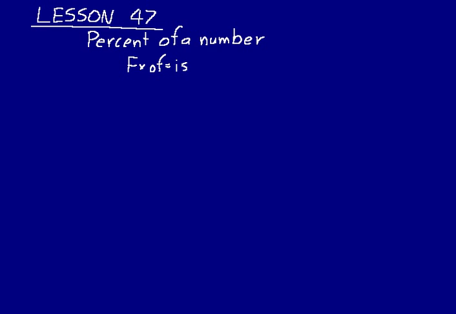Decimal part of a number, we can just use a descriptive variable d for decimal instead of f for fraction. D times of equals is. And so in percent of a number problems, we could say p over 100 times of equals is. We could write it like that.